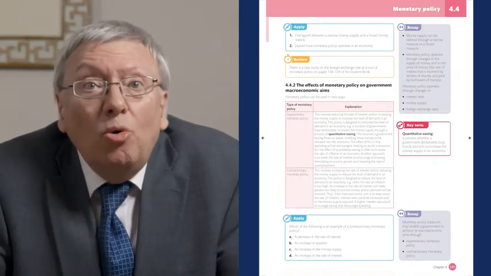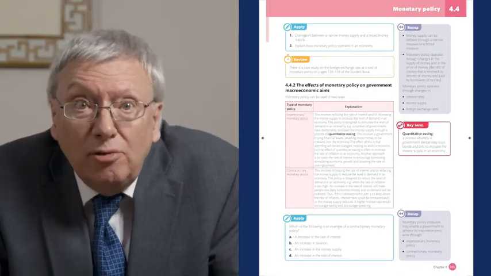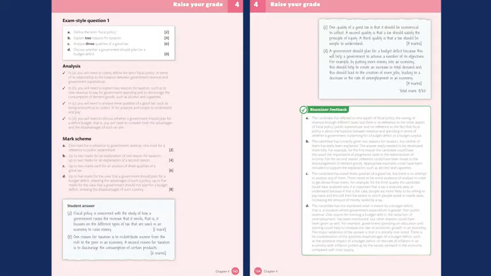Exam-style questions are also included in the Raise Your Grade sections at the end of each unit. This example, exam-style question 1, has 4 questions. Define the term fiscal policy for 2 marks. Explain 2 reasons for taxation for 4 marks. Analyze 3 qualities of a good tax for 6 marks. And finally, discuss whether the government should plan for a budget deficit for 8 marks.